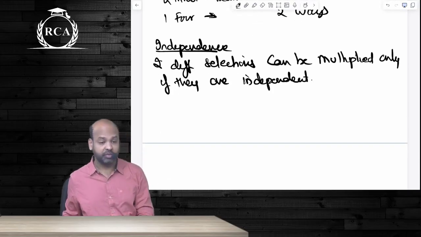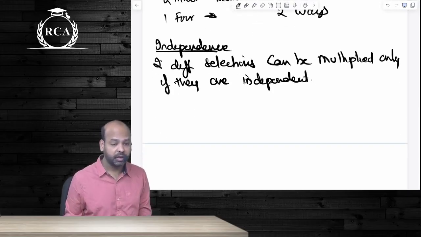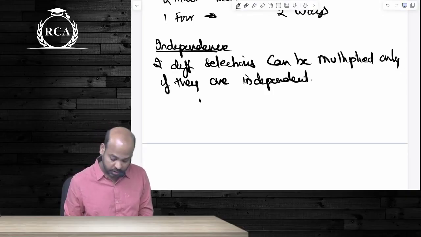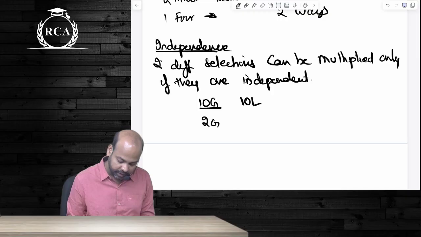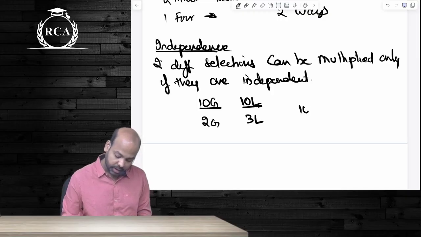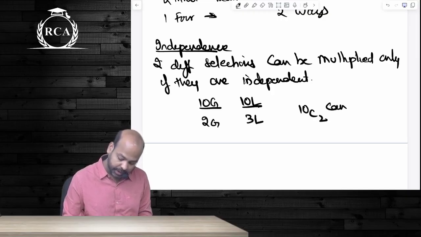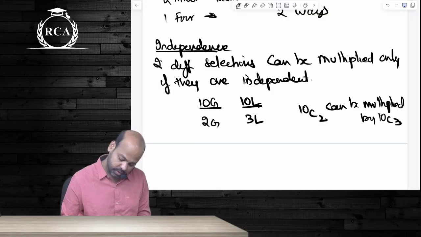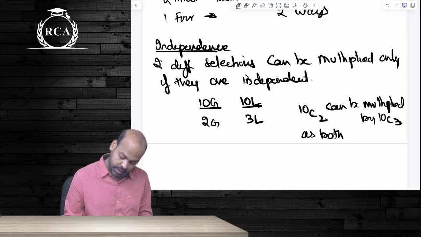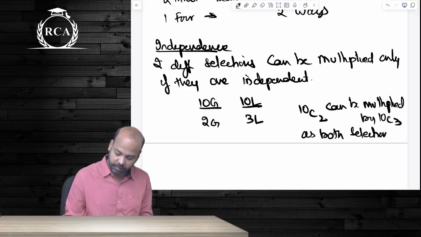For example, the selection of gents and the selection of ladies, are they independent of each other? Out of 10 gents you have to select 2, and say there are 10 ladies and you have to select 3. 10C2 can be multiplied by 10C3 as both the selections are independent.